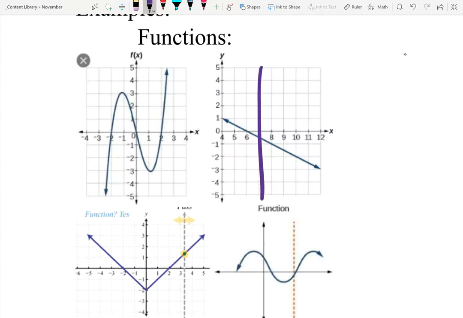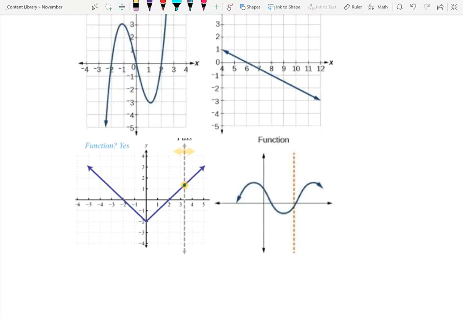And that happens no matter where I draw the vertical line. It's going to hit that line on my graph only once, no matter where I go. That's the same case over here. If I draw a vertical line, it only hits it once there, only once there, right? No matter where I draw a vertical line, it's only going to hit this graph in one spot. Okay, same thing down on these two. Vertical line here, I've only hit the graph here. Vertical line here, I only hit the graph there. Vertical line here, I only hit the graph there. Only one time. So no matter where I draw a vertical line, I only hit the graph once.